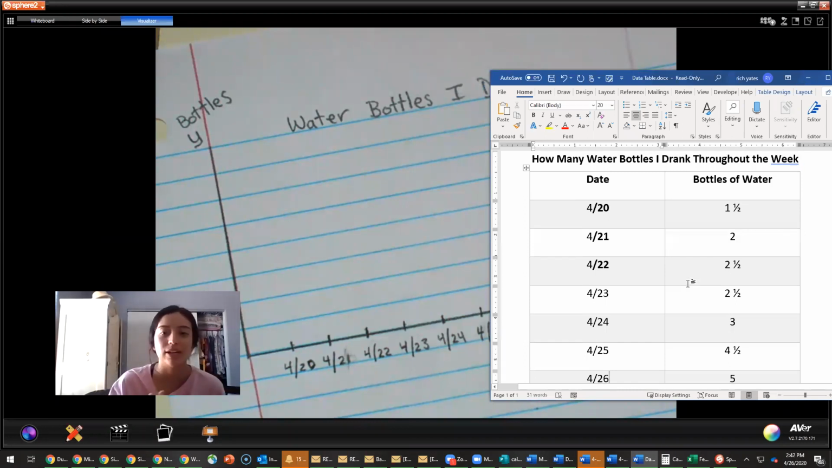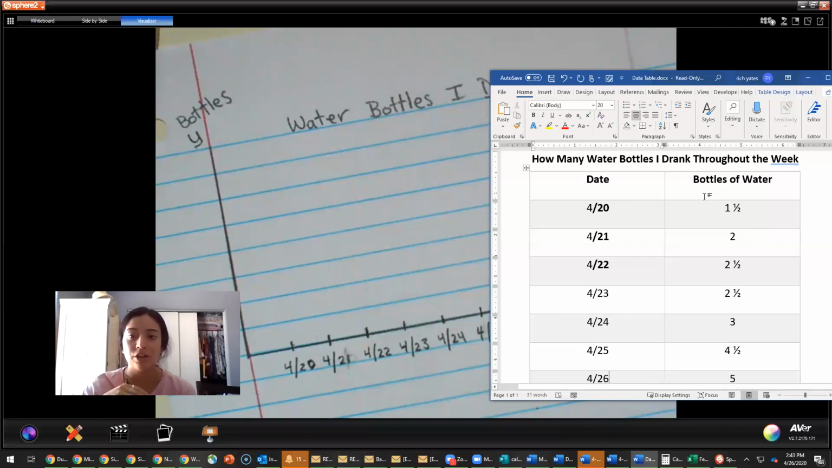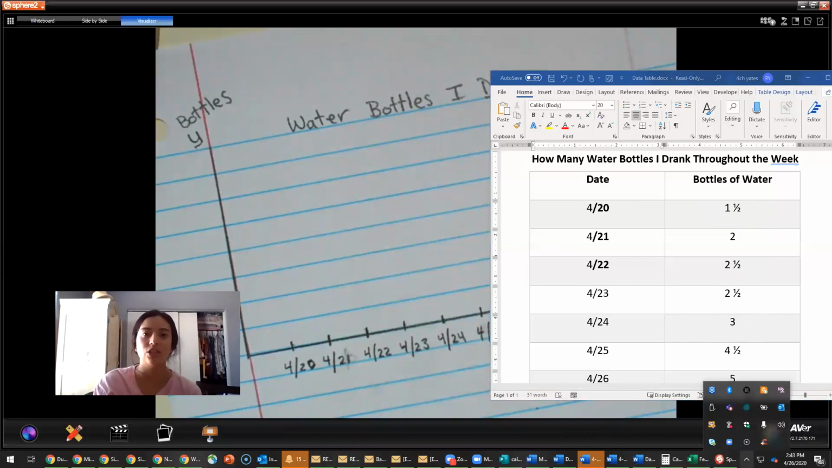Yours can be handwritten somewhere in a notebook or on a piece of paper. So I recorded for every day that I went on a hike or a walk, and I put all my dates right there. And then for our y-axis, we are going to be using the numbers listed underneath on the data table where it says bottles of water. Those are all the amounts of bottles of water that I drank: the 1.5, the 2, the 2.5, and so on. We're going to use all of that to figure out the best way to put this on the y-axis.